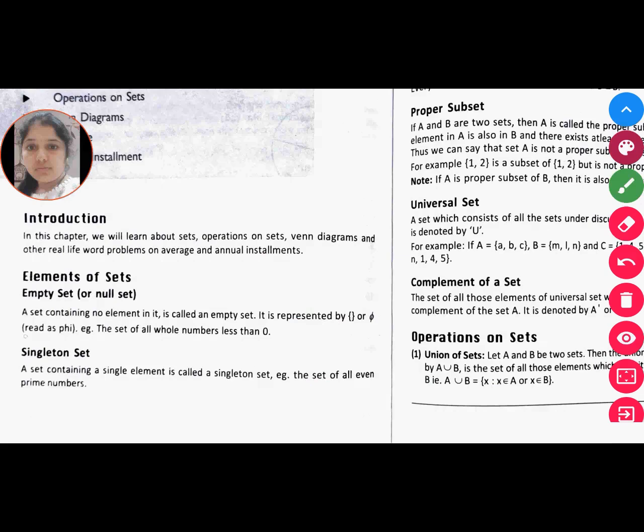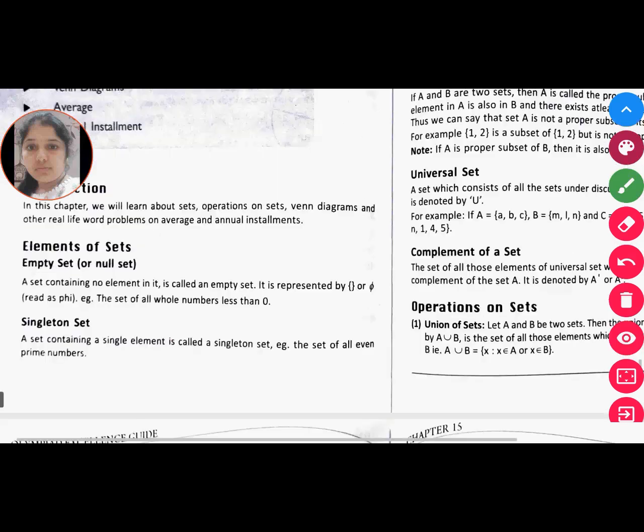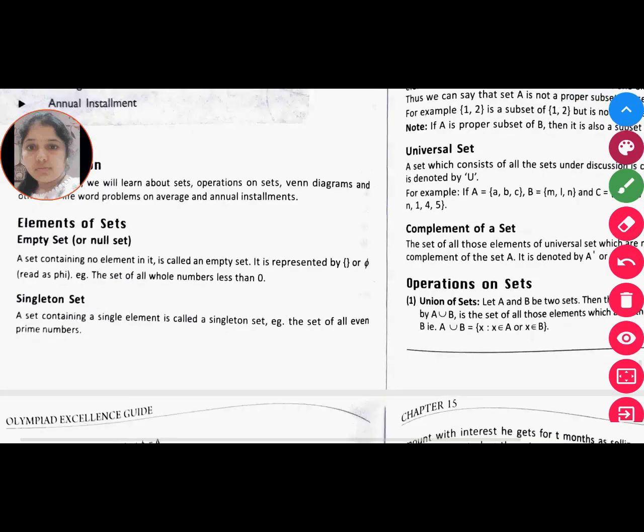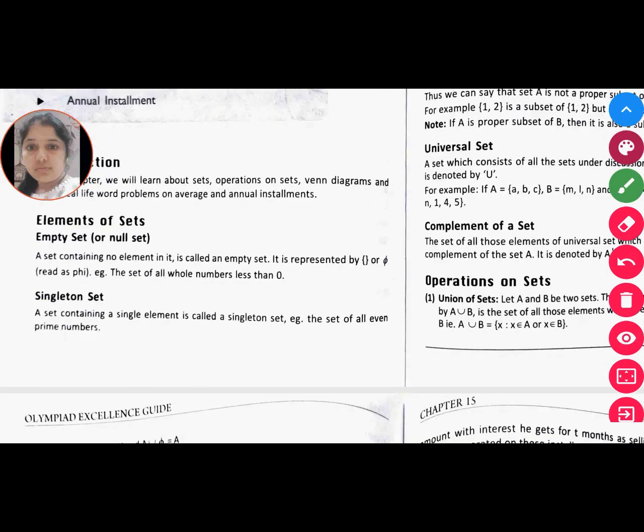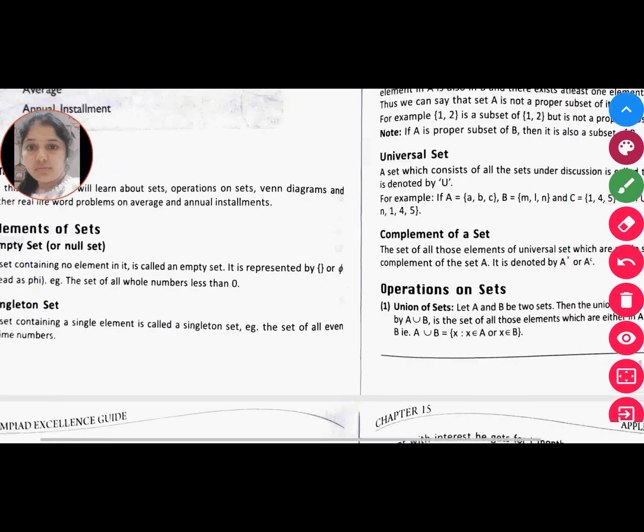Okay, now what is meant by empty set? An empty set means a set containing no element, and it is denoted by empty brackets, or you can say 0. Okay, so in an empty set, no element is there. Singleton set, single means only one. So if the set contains only one element, then it is known as a singleton set.